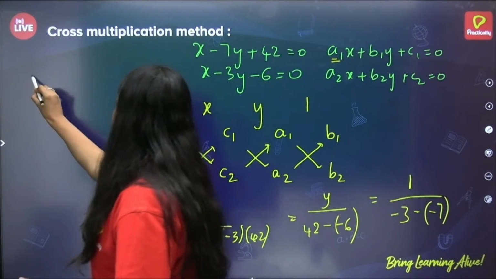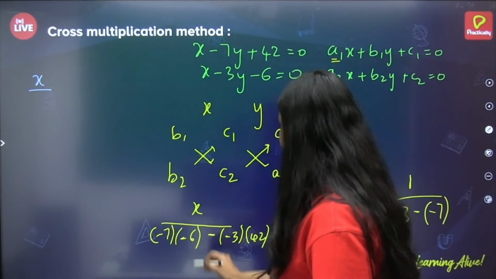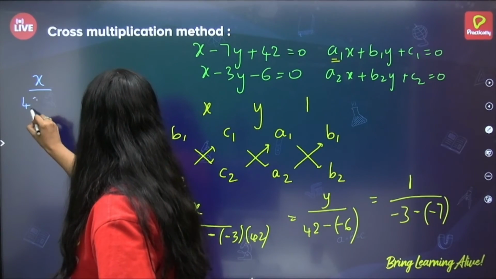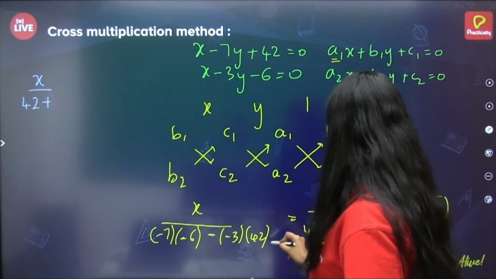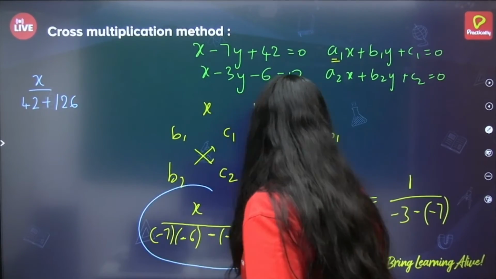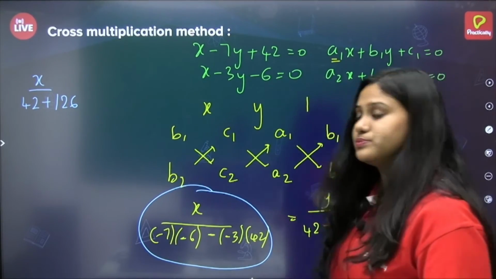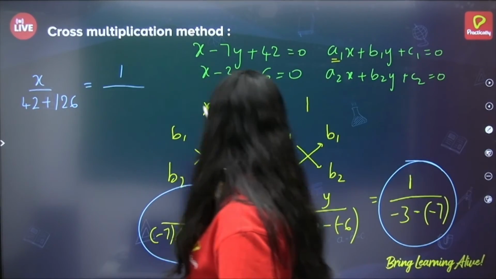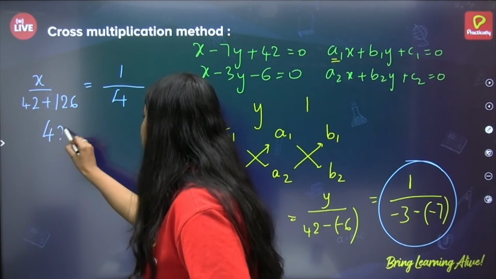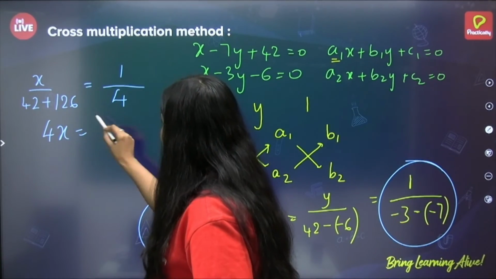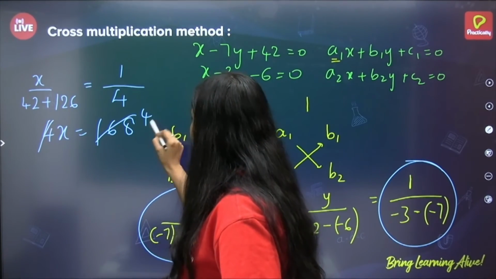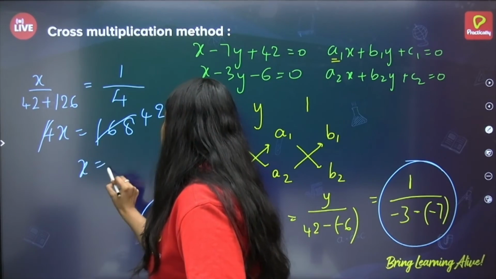So let me do this. x by 7 times 6, 42. 42 plus 3 times 3, 2 is 6, 3 4 is 12, 126. So to get x value, I am equating this and this. Correct? Minus 3 plus 7, 4. Again, 4x is equal to 1. So this is 8, this is 6, this is 1. 4 times 4, 4 times 2. x is equal to 42.